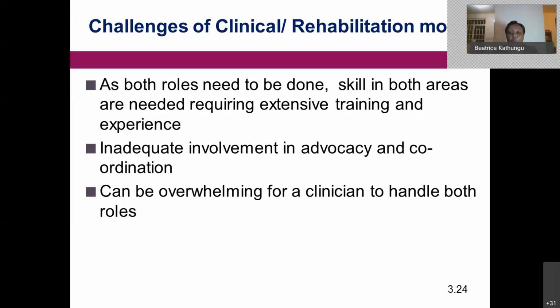There is also inadequate involvement in other roles of case management like advocacy and coordination. The reason being, this person is overwhelmed by the clinical service they are providing. So if they are doing counseling and they are doing case management, it's unlikely they will have time to do advocacy and coordination. So the case management functions actually suffer in a way. It can also be very overwhelming for this one person to handle the two roles.